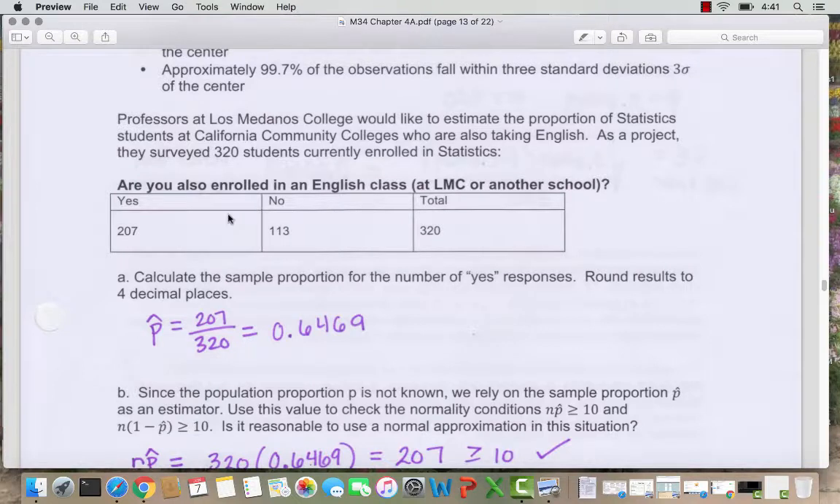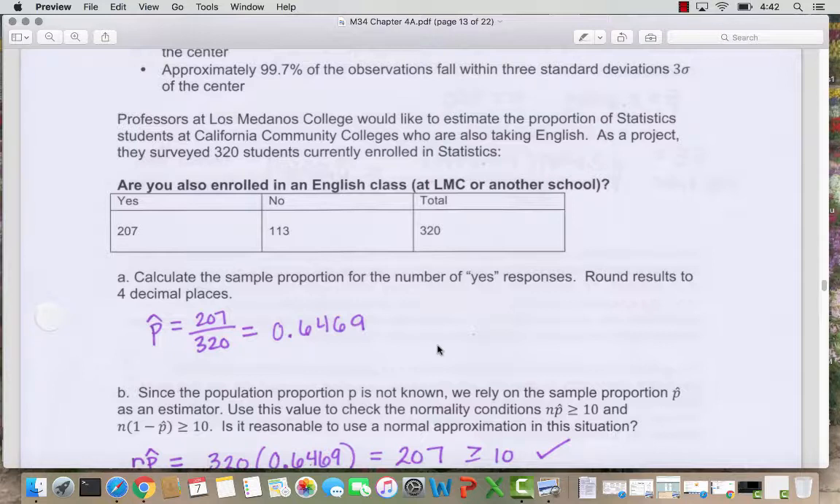Of those, 207 were in an English class, and 113 were not in an English class, and those add up to 320 total. So we want the sample proportion for the number of yes responses. So this 207 out of 320 is our p-hat. As a decimal, it is 0.6469. If you wanted to make it a percent, you could say 64.69%.